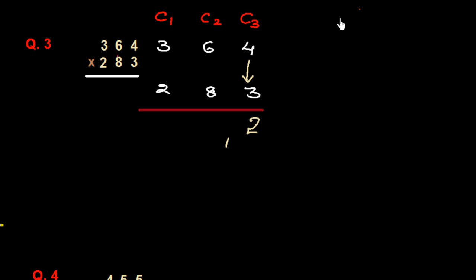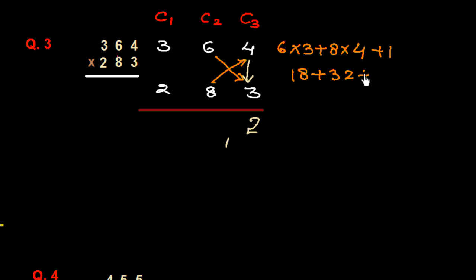Now the second process, we know that we have to multiply second and third column diagonally by the crisscross technique and add it up. Here I write down 6 into 3 plus 8 into 4, and this carried one I have to add up here. So 6 3 times 18, 8 4 times 32 plus 1. So it is 51 now. So I have to write down here 1 and 5 carried.